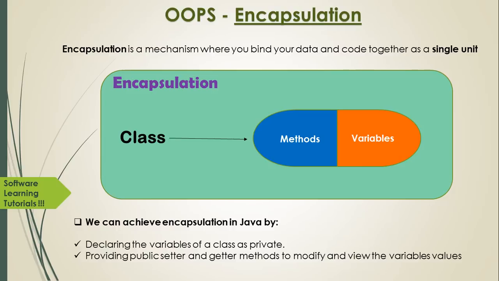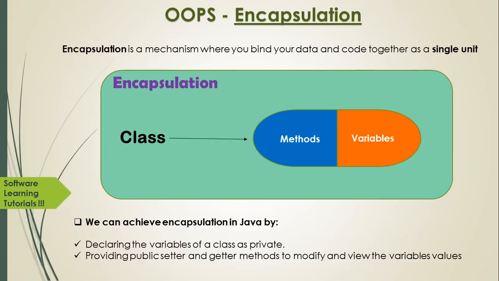As a core definition, I would say encapsulation is the mechanism where you bind your data and code together as a single unit. So you have the variables, the data members, and you have the methods to use those data members, how you need to put the output and all those things. If you bind them together, that creates encapsulation. Okay, and in simple terms, how can you achieve encapsulation? We have two ways: declaring the variables of a class as private. If you have a class and a few things defined and declared as private, then that becomes the capsule itself.